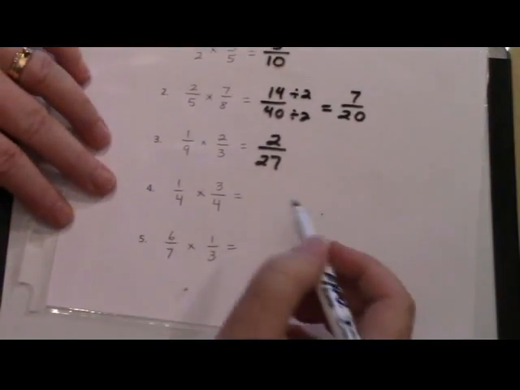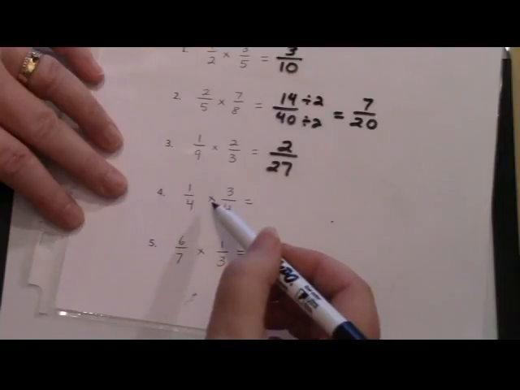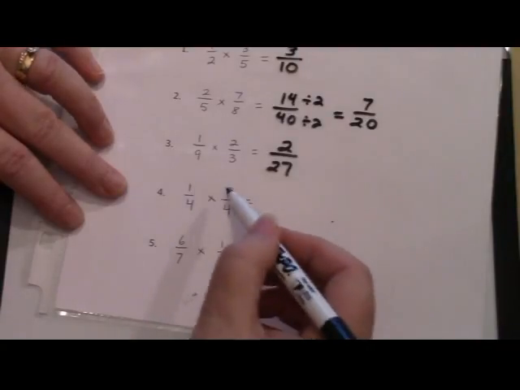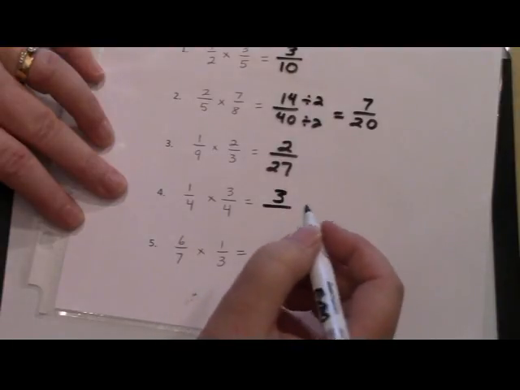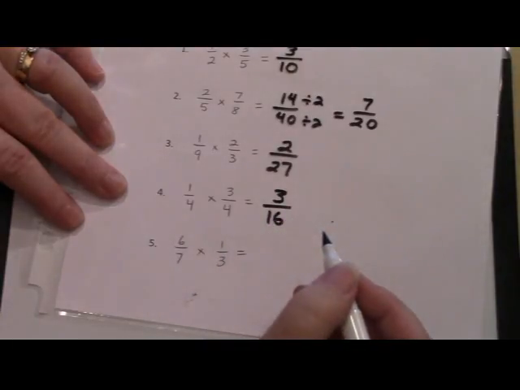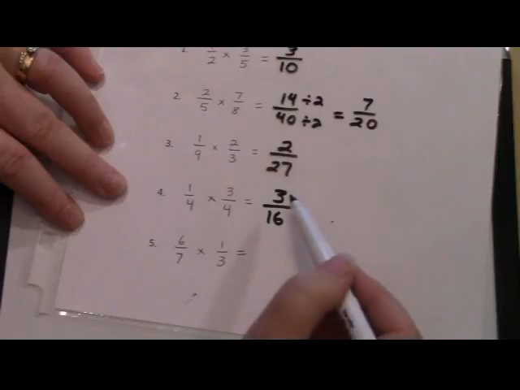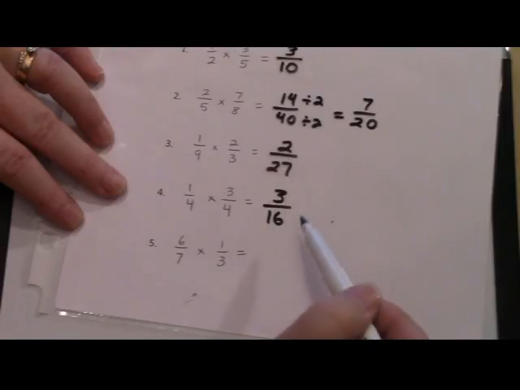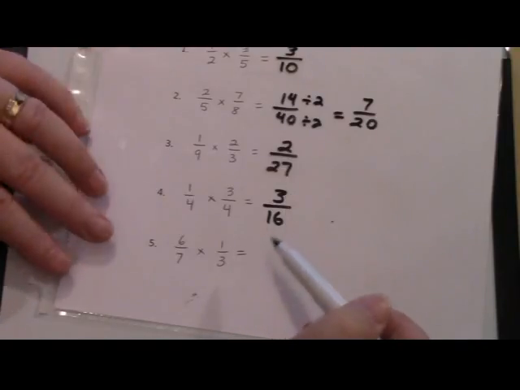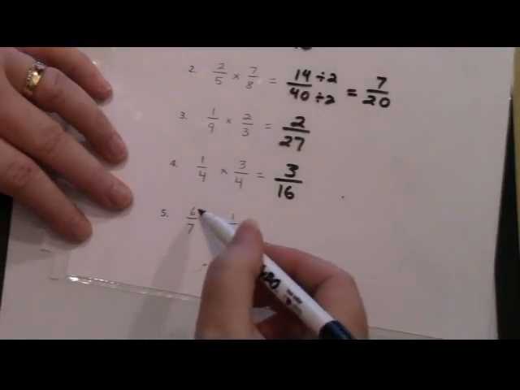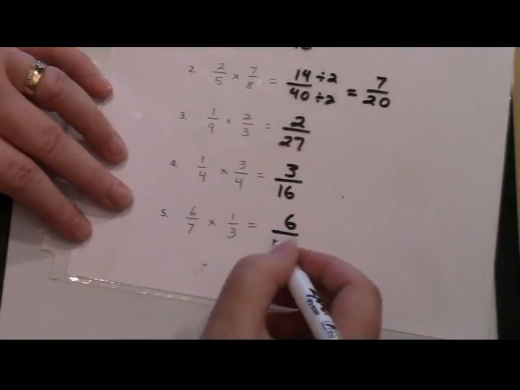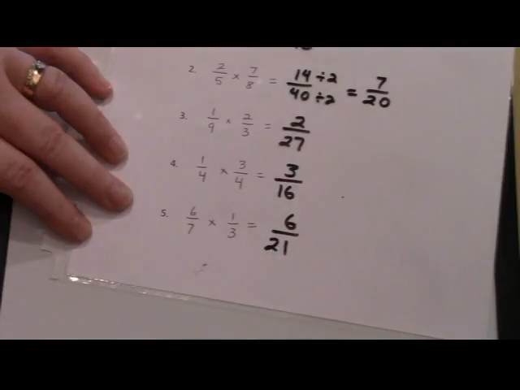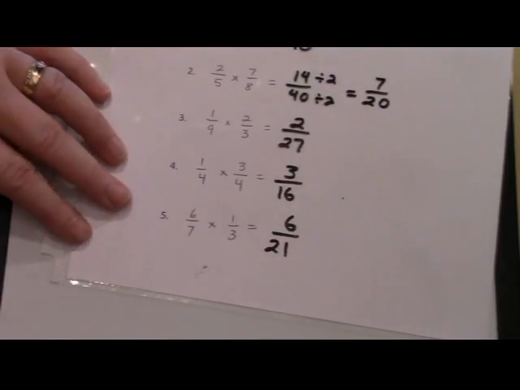Number 4, 1/4 times 3/4. 1 times 3, and 4 times 4. Can this be reduced? Cannot, because the only factor we could divide this by is 3, and 3 does not go into 16 evenly. Our last practice together, 6 times 1 is 6. 7 times 3 is 21, and can this be reduced? And it cannot.